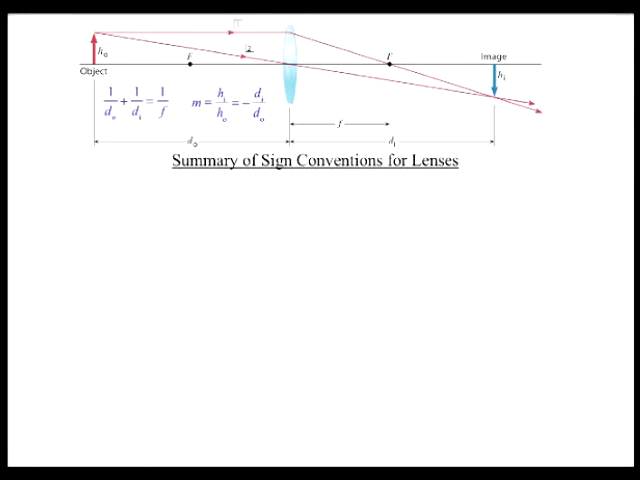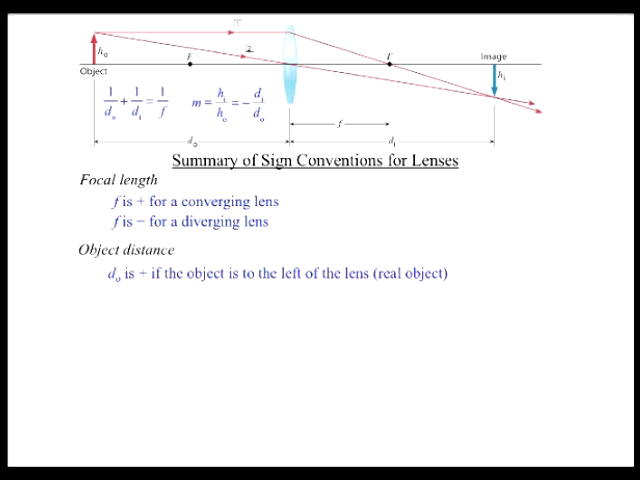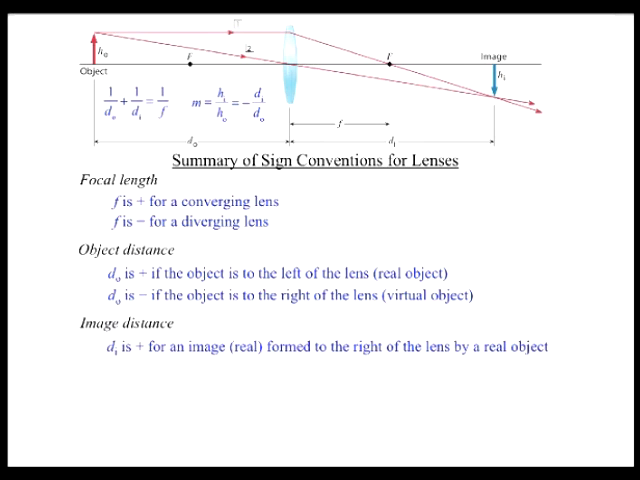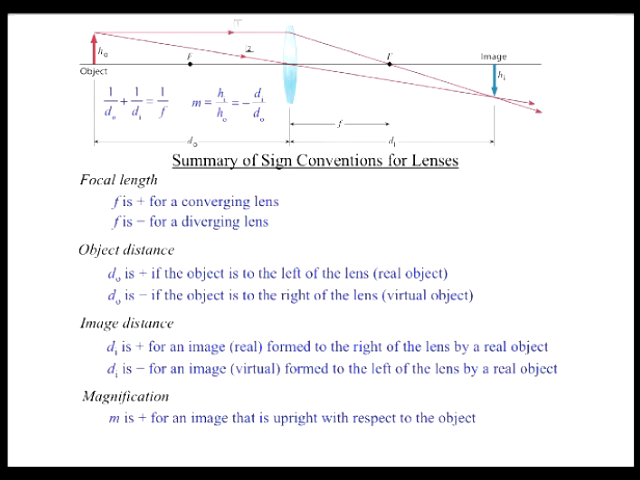The following conventions hold. Regarding the focal length, F is positive for a converging lens and negative for a diverging lens. The object distance, DO, is positive if the object is to the left of the lens, a real object, and is negative if it is to the right of the lens, a virtual object. The image distance, DI, is positive for an image, which is real, formed to the right of the lens by a real object. It is negative for an image, which is virtual, formed to the left of the lens by a real object. Finally, the magnification is positive for an image that is upright with respect to the object, and negative for an image that is inverted with respect to the object.